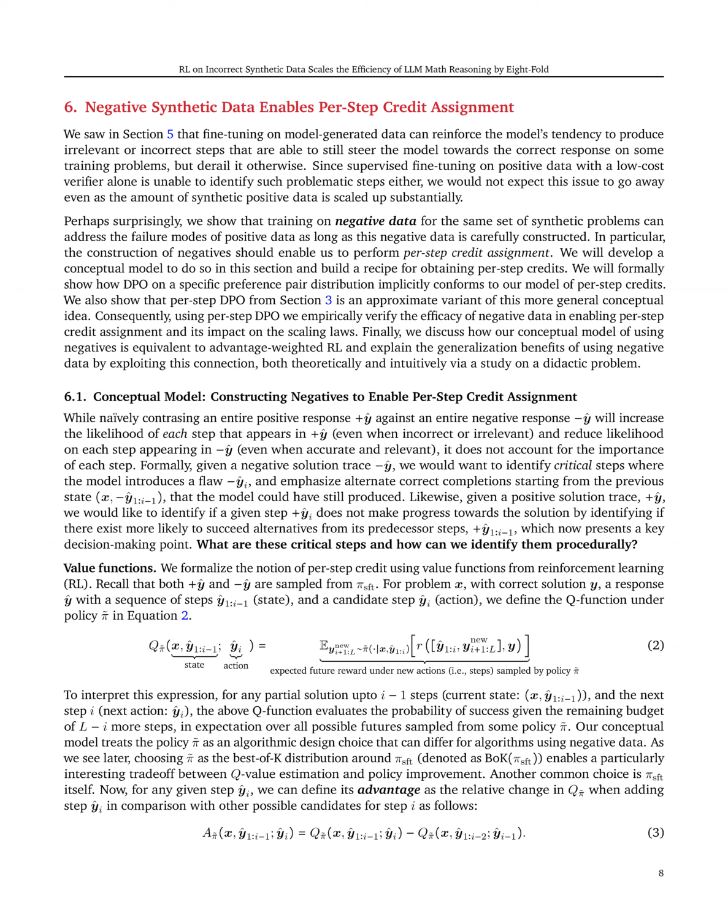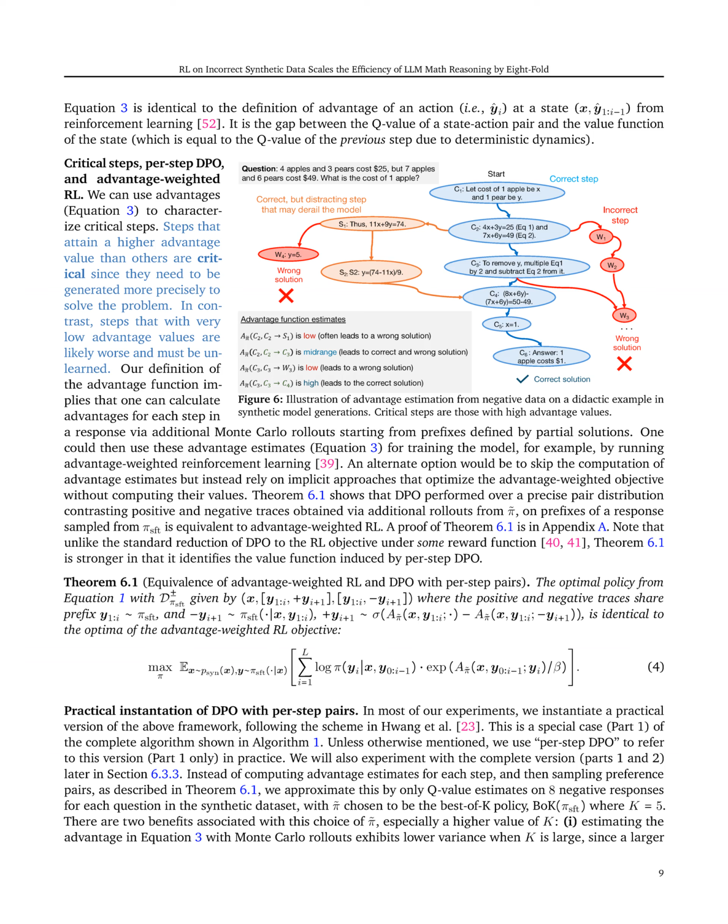The conceptual model introduced in the paper explains how training on negative data enables per-step credit assignment, which is crucial for identifying and emphasizing important decision-making points in the reasoning process. Furthermore, the method involves calculating advantages for each step in a response, which helps in characterizing critical steps that need to be generated more precisely.